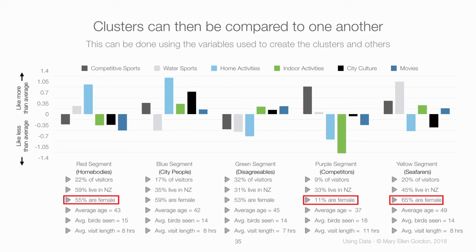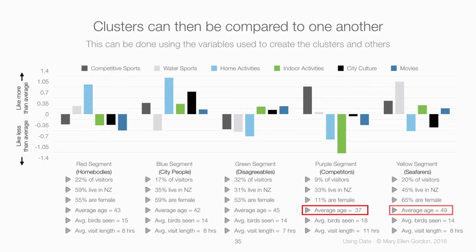We can do a similar comparison in terms of age and find that those in the purple segment are the youngest, whereas people in the yellow segment are the oldest. We can compare them in terms of the number of birds seen. That's not radically different except for the purple that's higher at 18 than any of the other segments. And we can compare them in terms of length of stay, and the purple is also longest there.